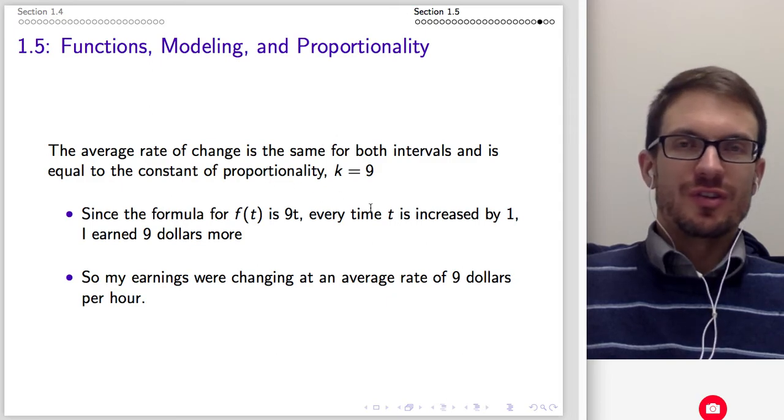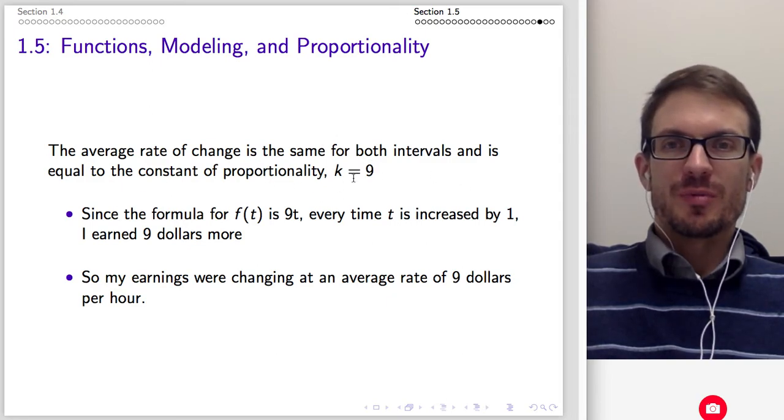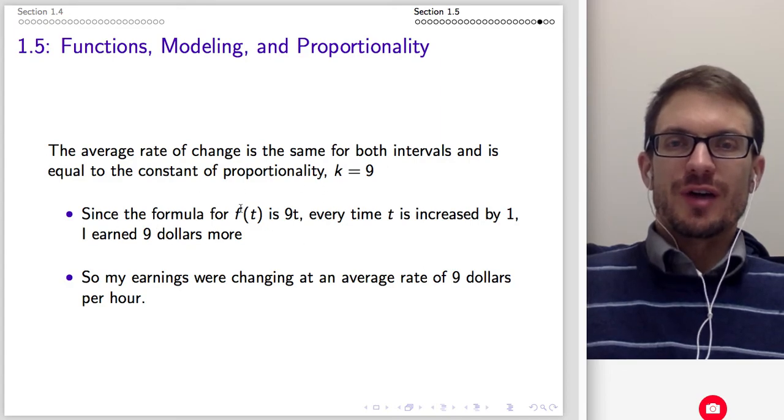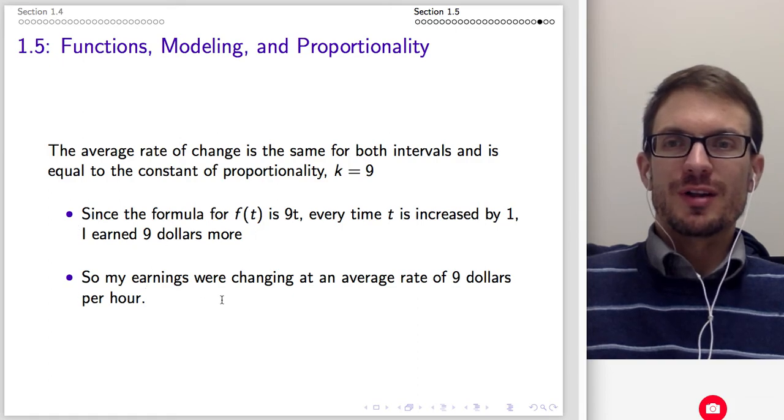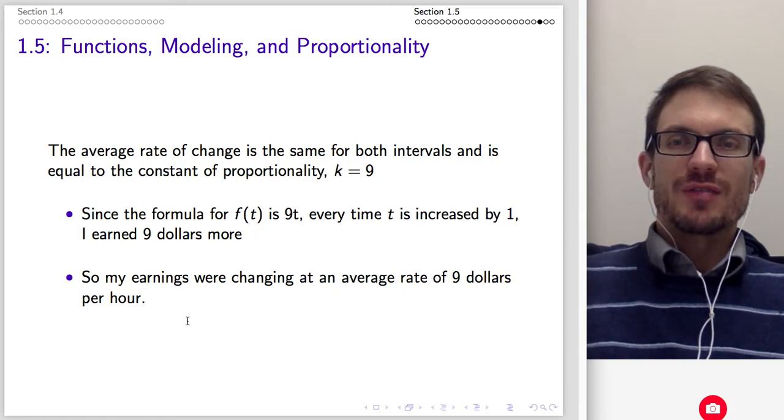The average rate of change is the same for both intervals, and it's equal to the constant of proportionality, k equals 9. So since the formula for f of t is 9t, every time t is increased by 1, I earn $9 more. So my earnings are changing at an average rate of $9 per hour.